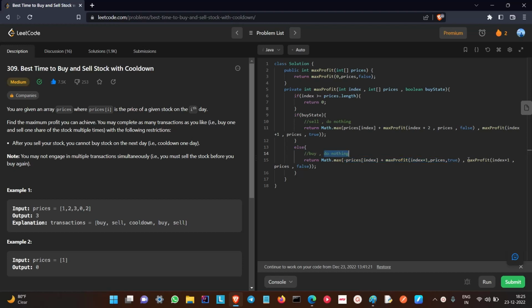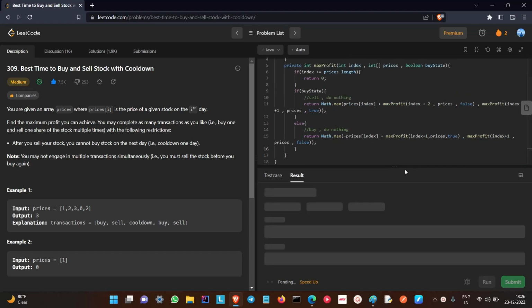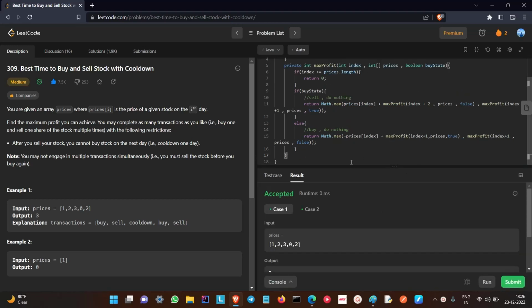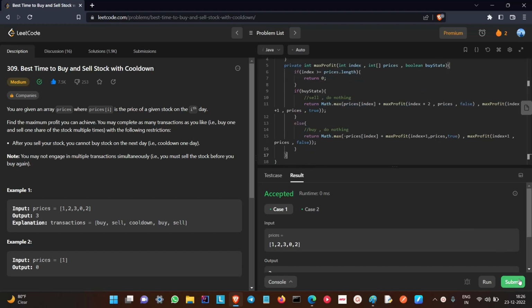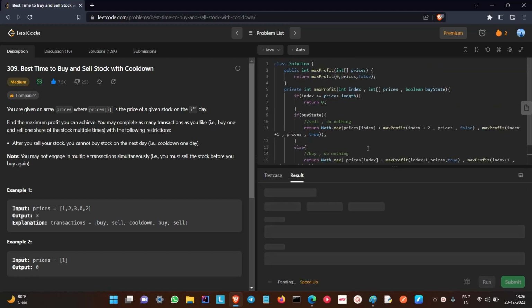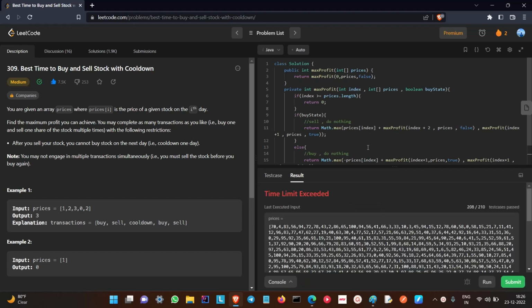And when we skip and do nothing, we move the current day to the next day, and our buy state will remain false since we haven't bought any stocks yet. So let's take this up. It's working fine, but it will give us a time limit exceeded exception. So let's submit it. As you can clearly see, that is a time limit exceeded error.